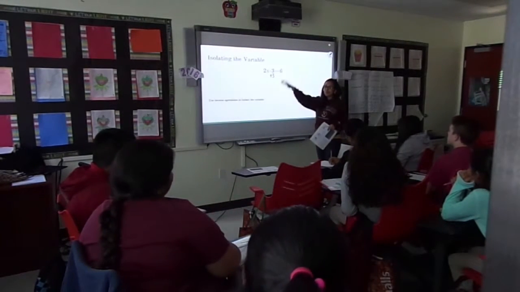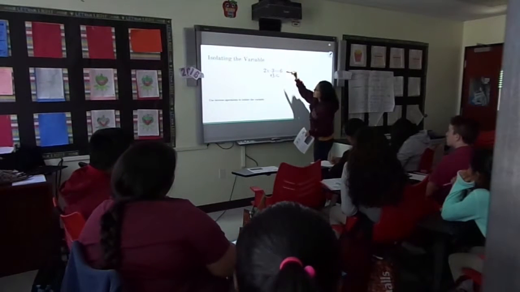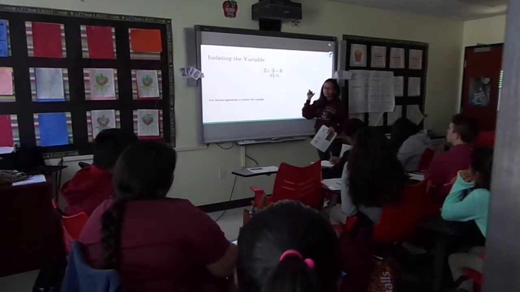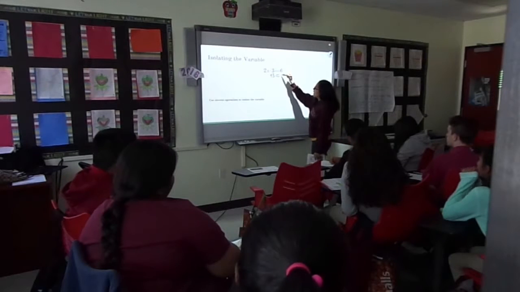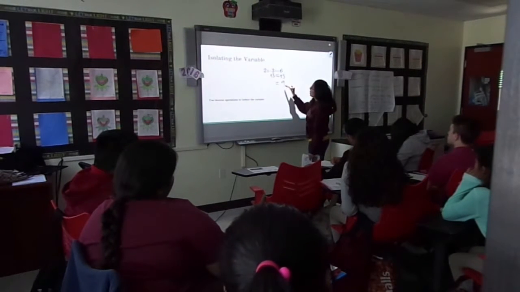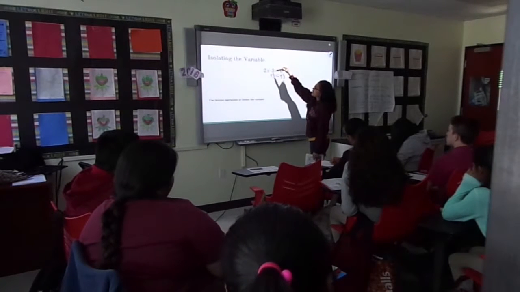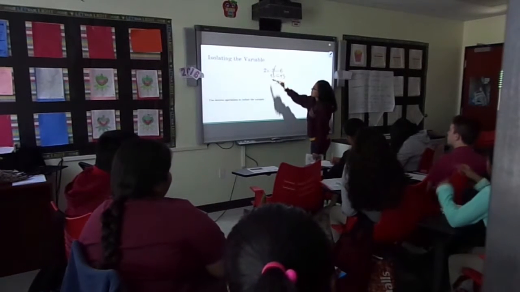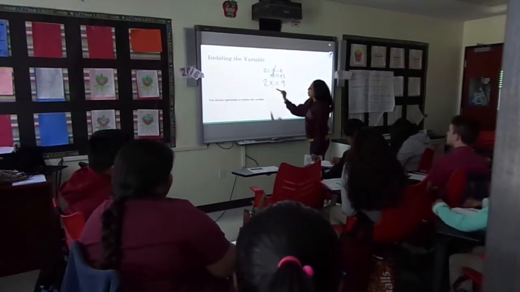If I add 3 on one side of the equal sign, what do I have to do to the other side? Yeah, so I would add 3. 6 plus 3 is 9. What happens here? If I have a minus 3 and a plus 3, it cancels out. Okay, so I have 2x.